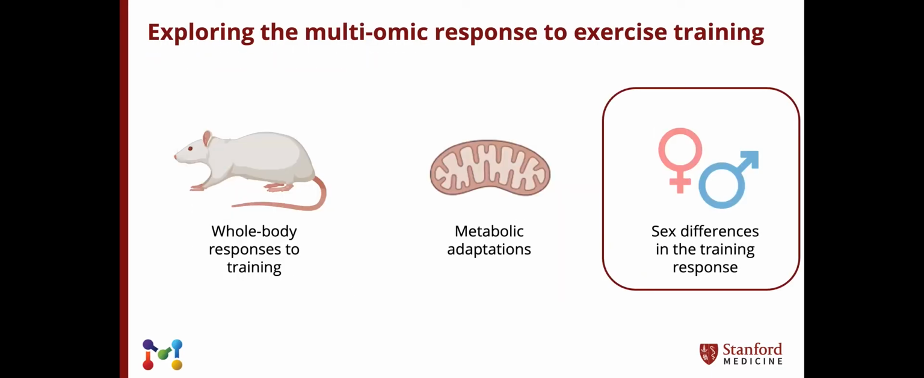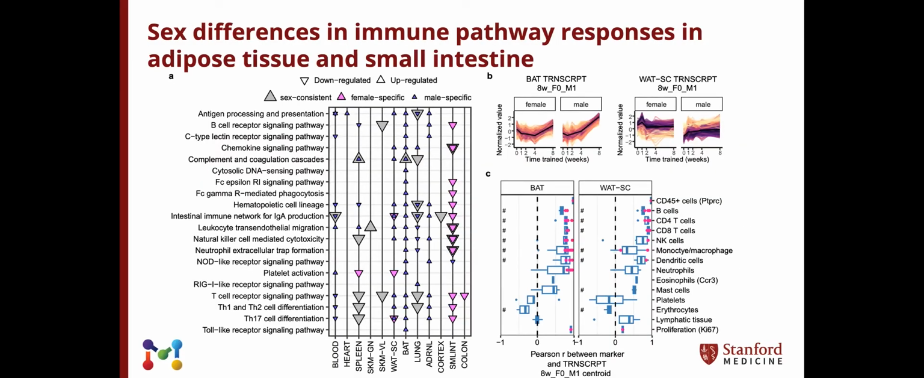For all these analyses, we can also compare the responses in males and females. And we did observe substantial sex differences in multiple different tissues. So this is, again, a pretty busy slide, but one of the key differences we saw between the sexes was a difference in the immune pathway enrichment. So we saw sex-specific responses.